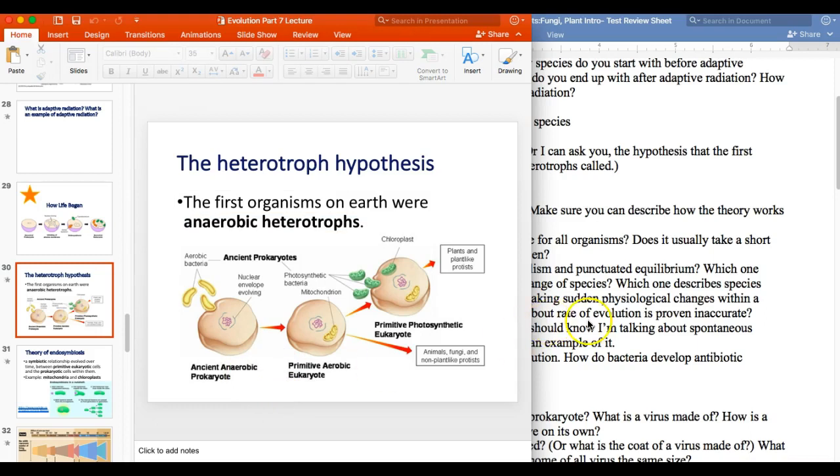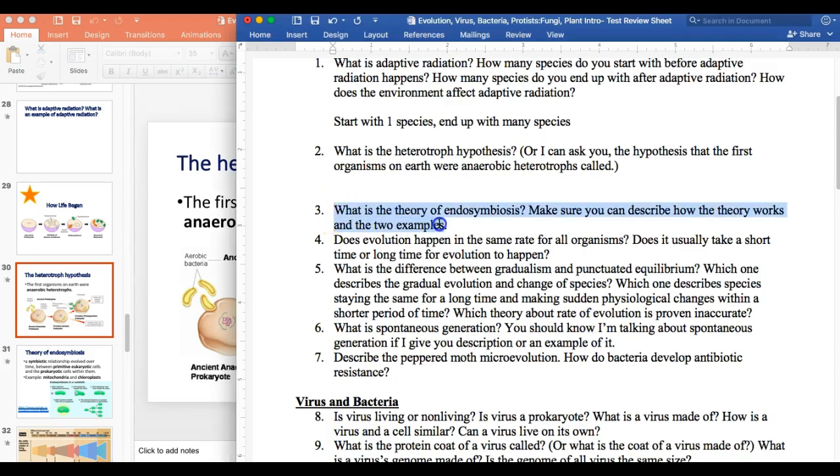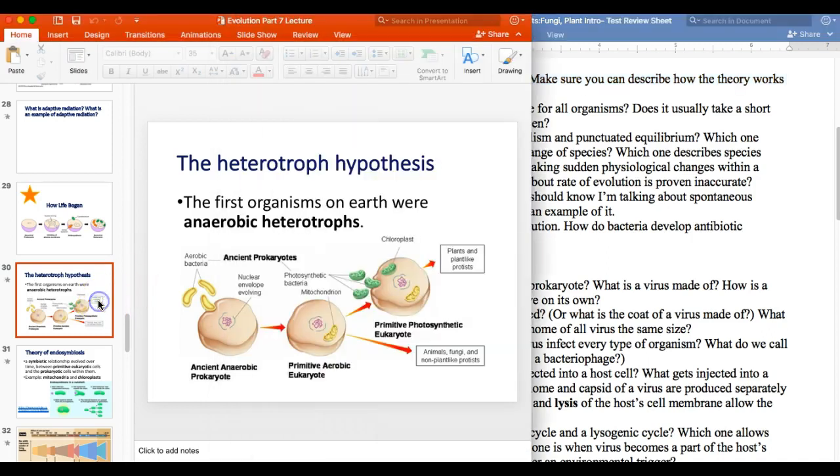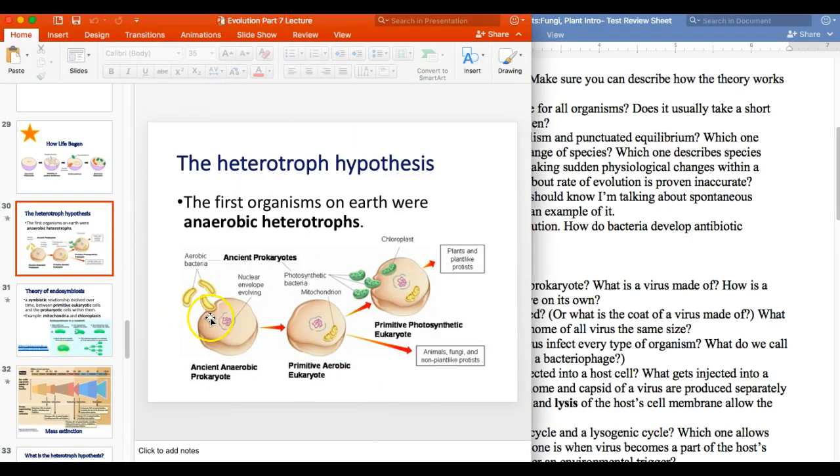So that leads to our next topic. What is the theory of endosymbiosis? The theory of endosymbiosis explains how organisms were finally able to do photosynthesis. And because of the ability to do photosynthesis, the photosynthetic organisms, the autotrophs, produced all the oxygen that we're breathing in right now. So thanks to plants, we are able to live. So the heterotroph hypothesis is right here.